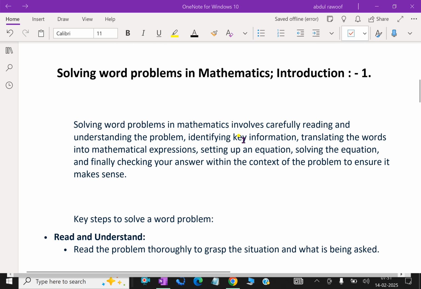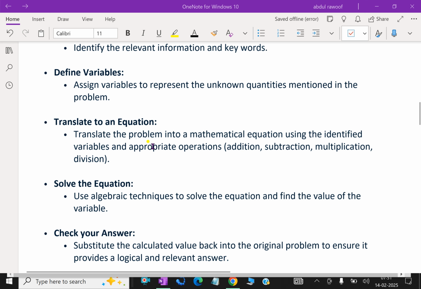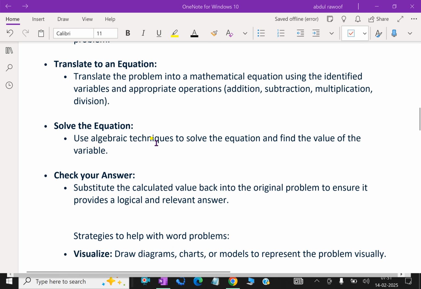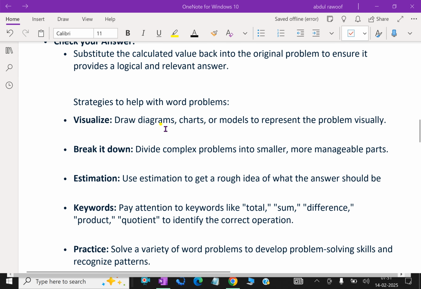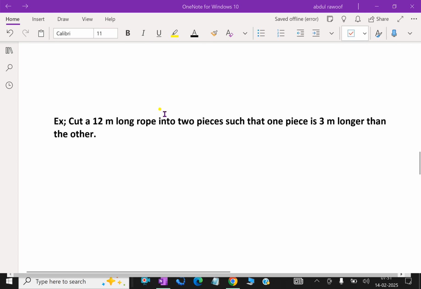Solving a word problem in mathematics involves carefully reading and understanding the problem, identifying the key information, translating the words into mathematical expressions, setting up an equation, solving the equation, and finally checking your answer within the context of the problem to ensure it makes sense. These are the steps. Now we'll understand by using some examples and solving them.